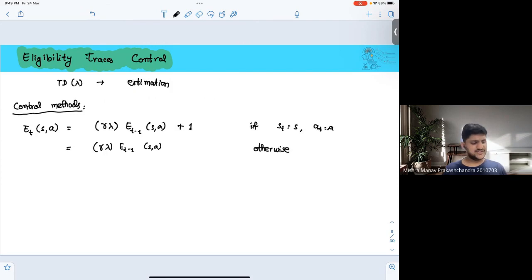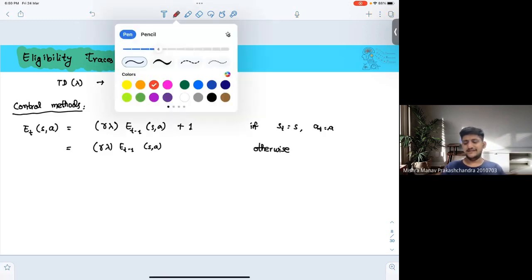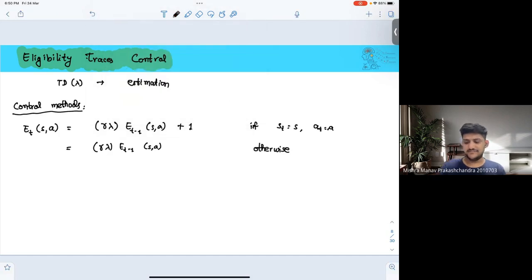In a way, you can also use the replacing trace. If you want to use a replacing trace, you remove this first term here, only one is put there, everything else vanishes. So this is how you can do it. But it turns out there are some MDPs where accumulating traces don't work as well, and we need to look at replacing traces. So the example goes like this.